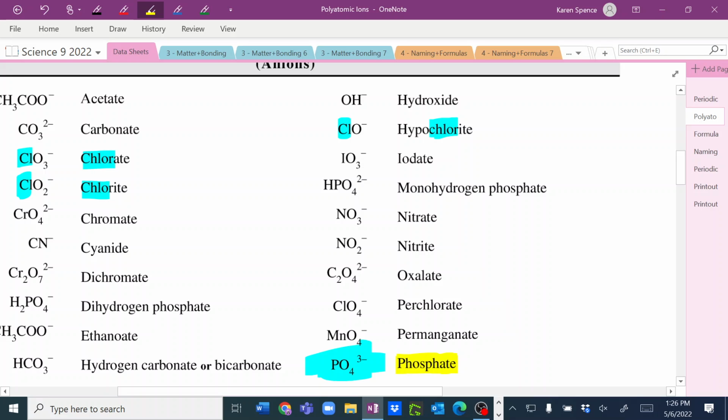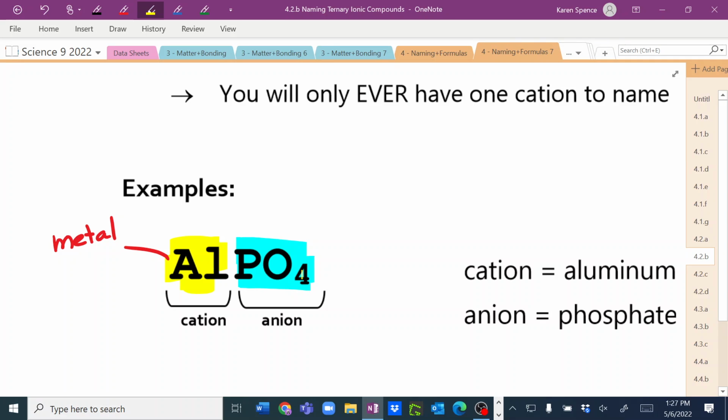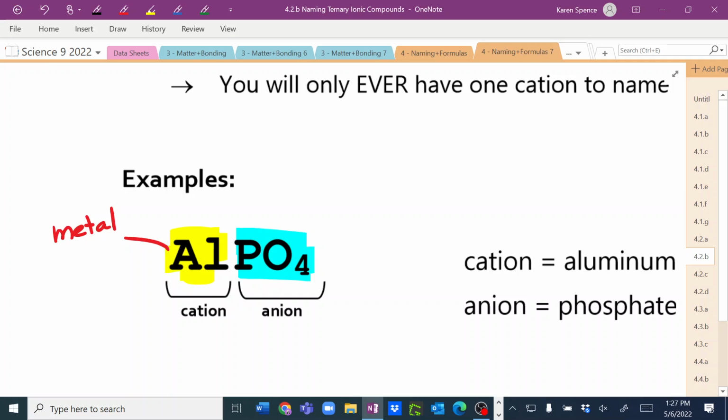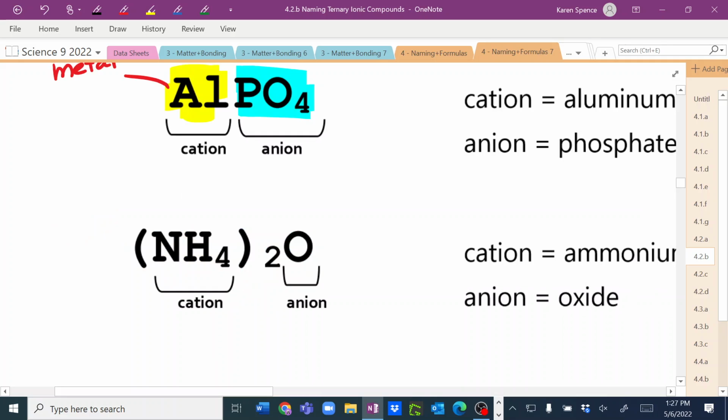So that would be aluminum phosphate, and you don't have to do anything else to the name because aluminum does not need a Roman numeral, okay? Remember, watch out for NH4. NH4 is the cation. What is the name of that cation, NH4? That is ammonium.